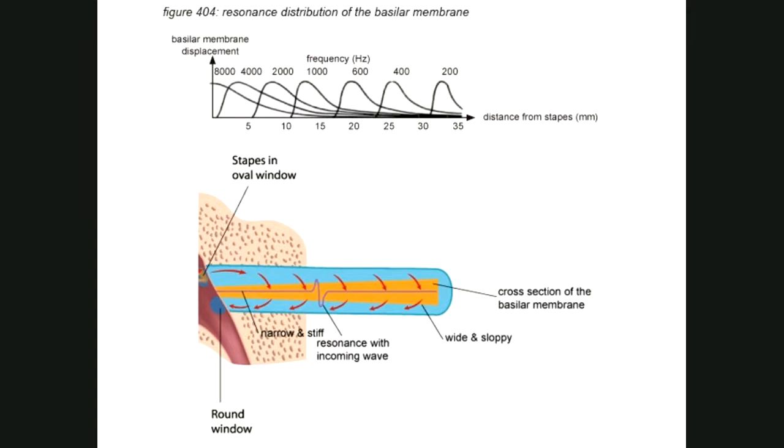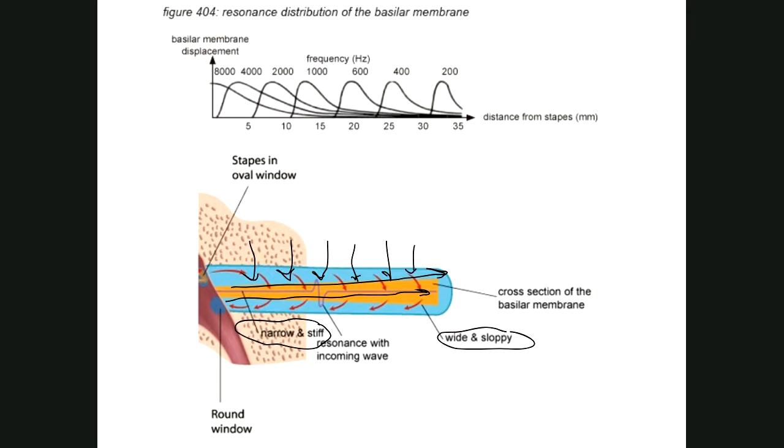But again, remember this part is narrow and stiff. And this part's wide and floppy. And the further you go this way, the more and more floppy it gets. And so there is a different part of each membrane that compares to each frequency. Over here, it's high frequency. Here in the middle, it's medium frequency. Down here at the far end, it's low frequency.